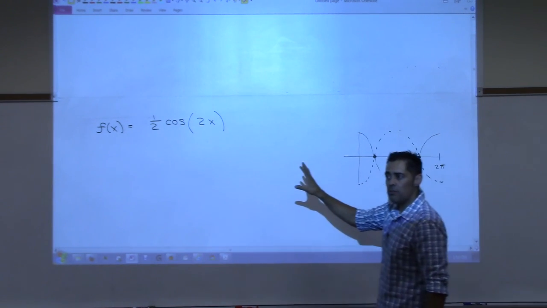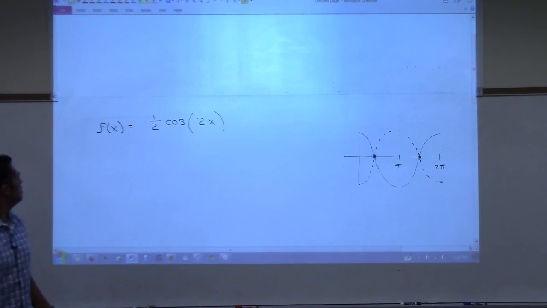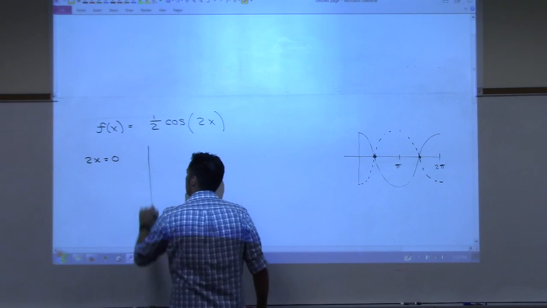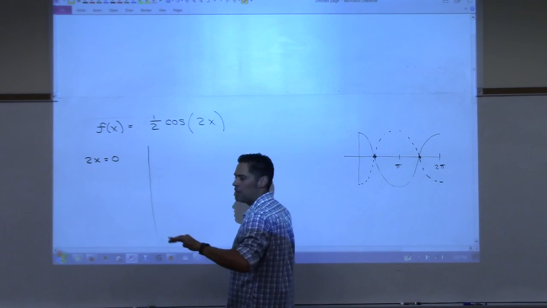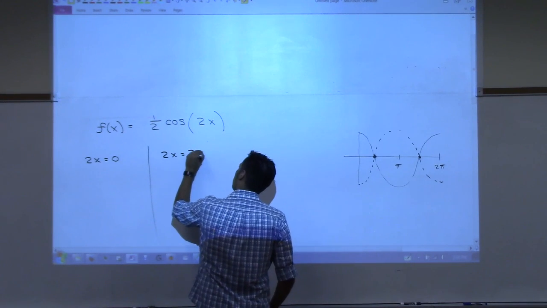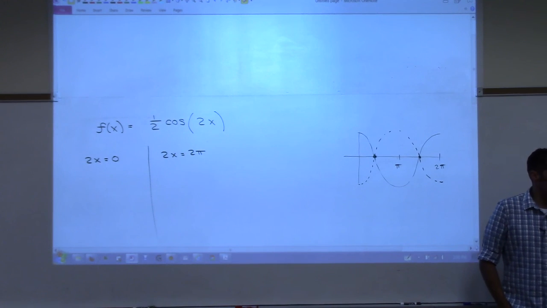The first thing I'm going to do is set the argument equal to 0 and 2 pi again. Do this on a different piece of paper. Go back to your notes. 2x equals 2 pi. Setting the argument equal to 0 and to 2 pi.